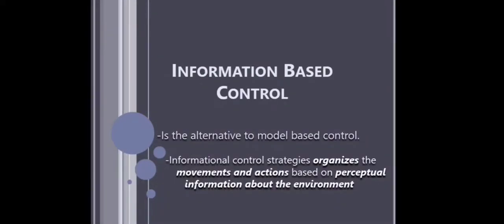So now we are in information-based control. Information-based control is the alternative to model-based control. Informal control strategies organize the movements and actions based on the perceptual information about the environment. So for me, information-based control organizes the movements and actions based on perceptual information about the environment, of course, and also information about the current state of the agent or the human.